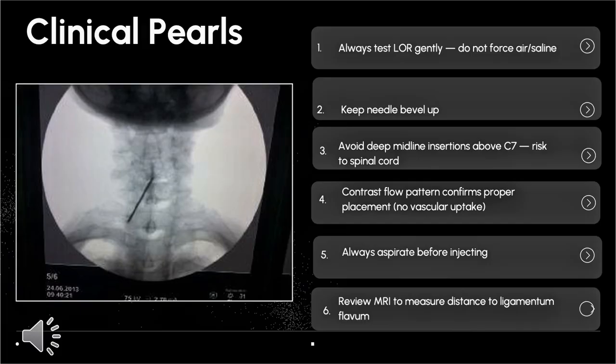Last but not least, I recommend reviewing an MRI prior to performing this procedure, at the axial view. Let's say you're going to enter at C7-T1: go to that level, go to the axial view, and you can actually measure from skin to ligamentum flavum for an idea of depth prior to starting the procedure.